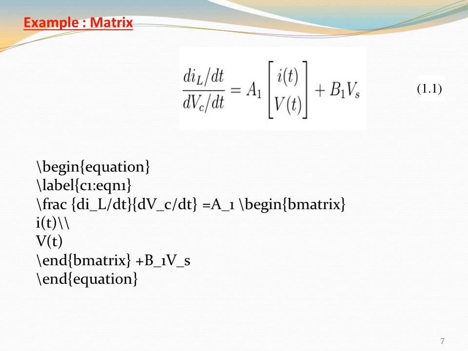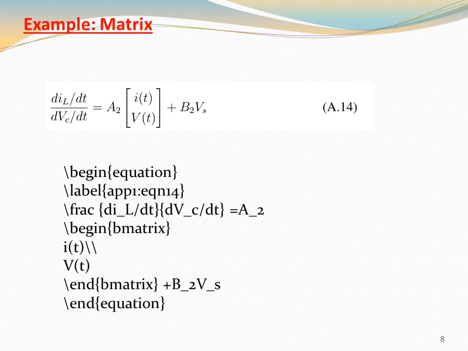Here the matrix is written in between the equations. So we start with \begin{equation} and label the equation. Then \frac{d}{dt} of L, then close the brackets. Then the denominator is dv underscore t by dt, equal to A underscore 1. Now the matrix starts. So \begin{bmatrix} I of t, V of t, then \end{bmatrix} plus B underscore 1 V underscore S, then \end{equation}. After executing these equations, we will get the answer like this.